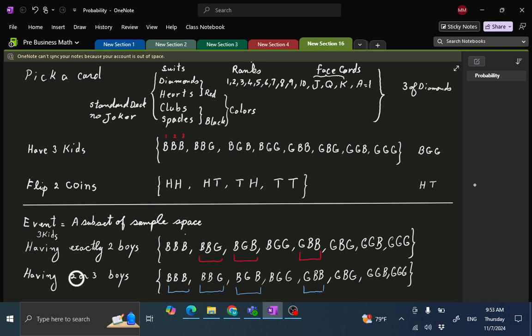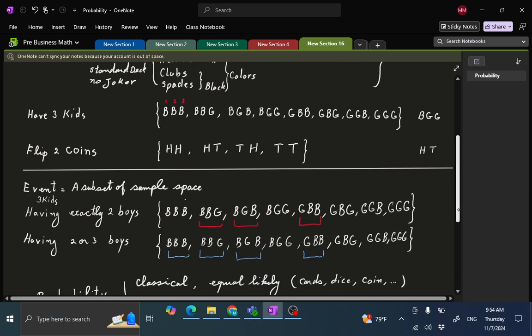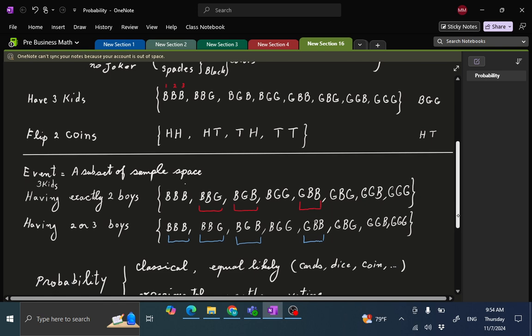So what if we say 2 or more, or 2 or 3 boys? Well, into the listing that we had before, we are adding the case of 3 boys as well, and now we have 4 situations in which the family has 2 or 3 boys in their family.